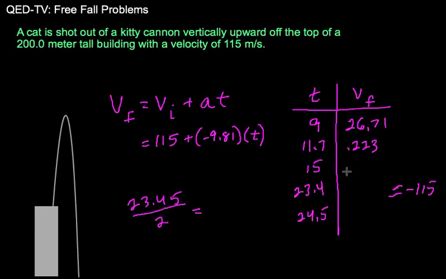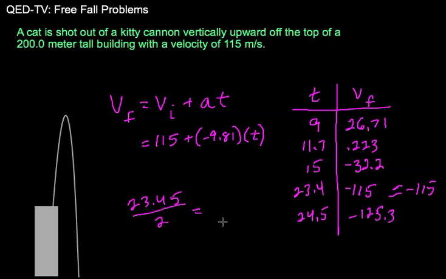I put in 15, and I get negative 32.2 meters per second. So see, we've clearly turned around now, and we're back down on the same way. I put in 23.4, and I get really close to negative 115, which we would expect. 23.4 seconds, I'm all the way back down to this spot right here, and since I started at 115, I'd be at negative 115 right here. And if you put in 24.5, we get like negative 125.3 meters per second, somewhere down here.